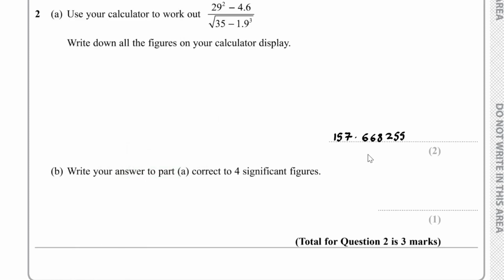And now for part B, we have to round our answer to part A correct to 4 significant figures. Well, if we look at the fourth figure, the digit after it, which is this 6, is 5 or greater, so this 6 over here gets moved up to the next digit. So to 4 significant figures we have 157.7.